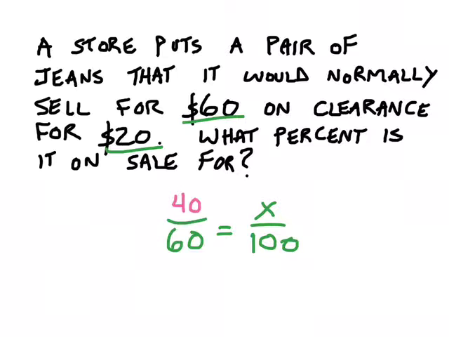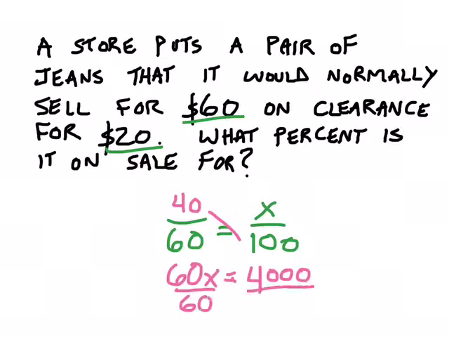Now I'm ready to figure out the percent change. So 40 times 100 is 4,000. x times 60 is 60 x's. Going to divide both sides by 60. This is where I'll probably plug this into a calculator. And what I find is the value of x is going to be 66 and 6 repeating forever.